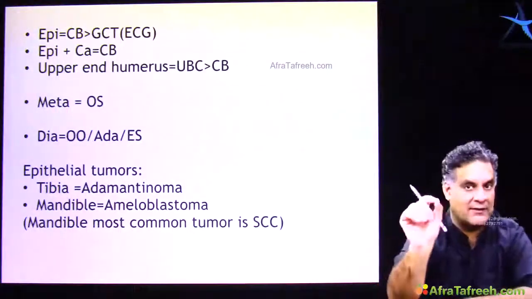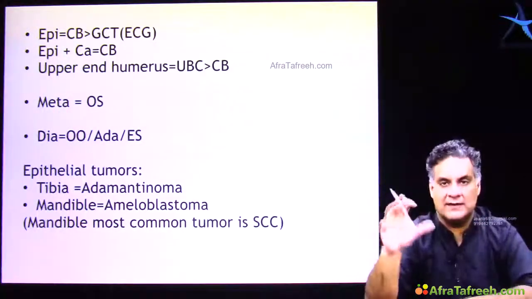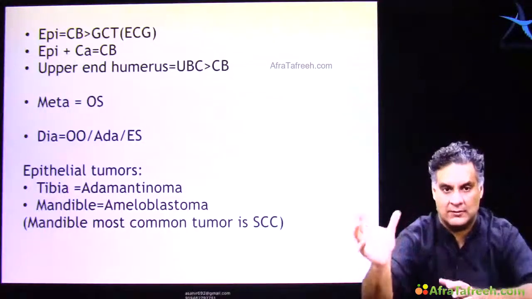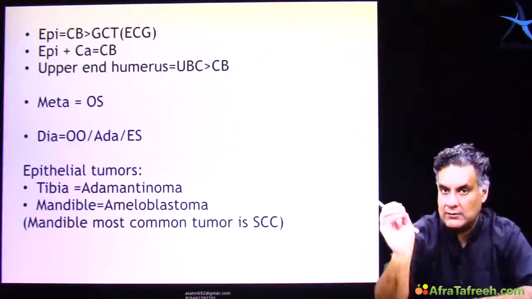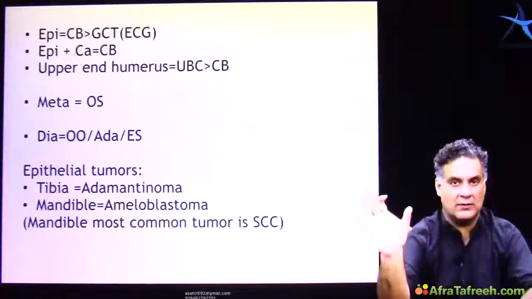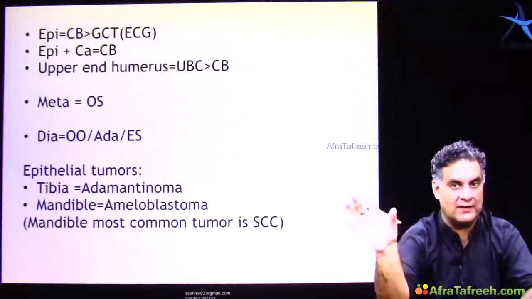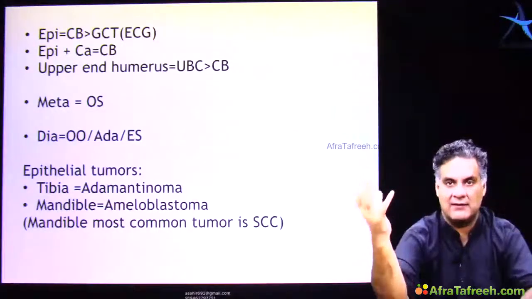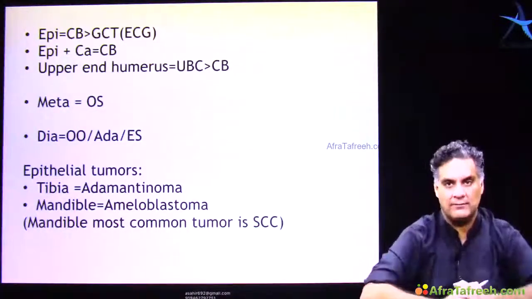But if they mention calcification, as I told you cartilaginous tumors calcify, so epiphyseal plus calcification, chondroblastoma. And if they talk about metaphyseal, osteosarcoma, and diaphyseal, 3 tumors. If at the upper end of humerus they talk about, remember, one lesion, unicameral bone cyst. Unicameral means single cavity cyst, followed by chondroblastoma.